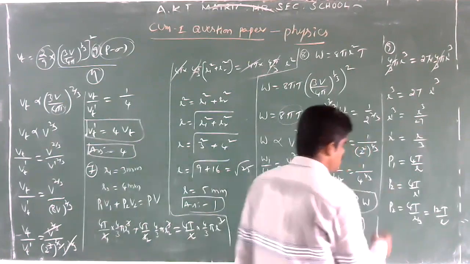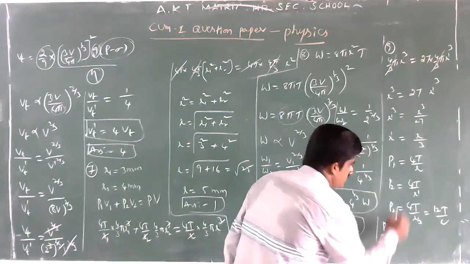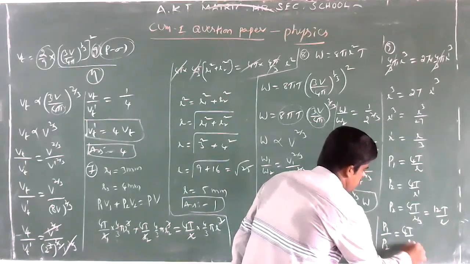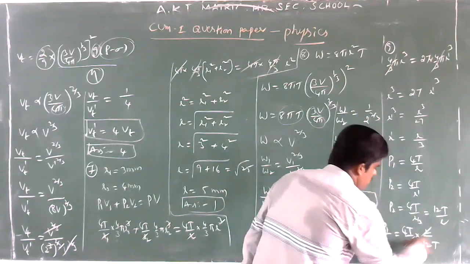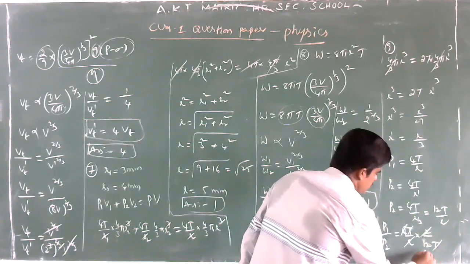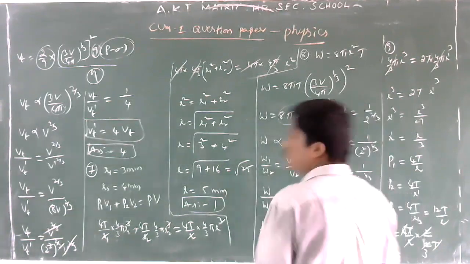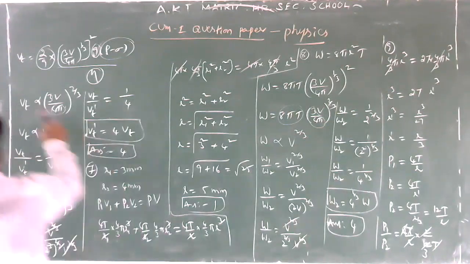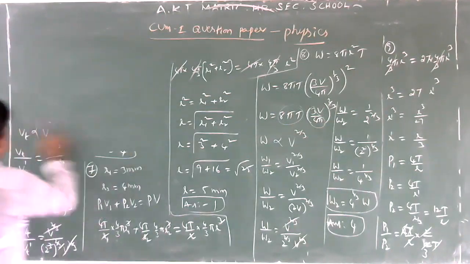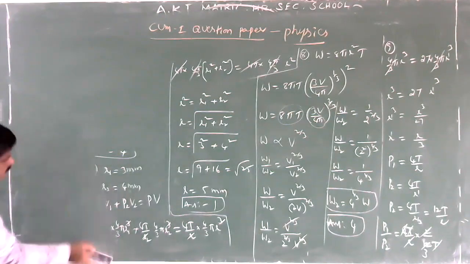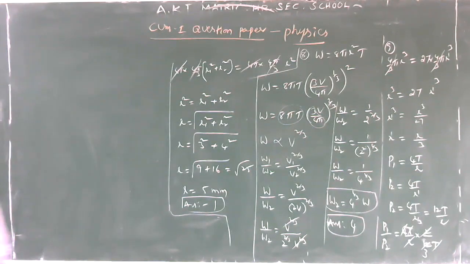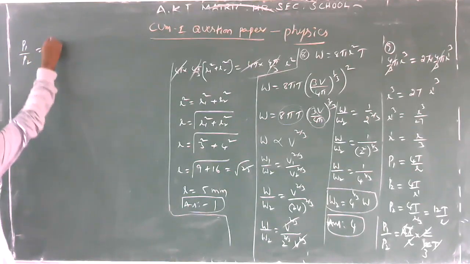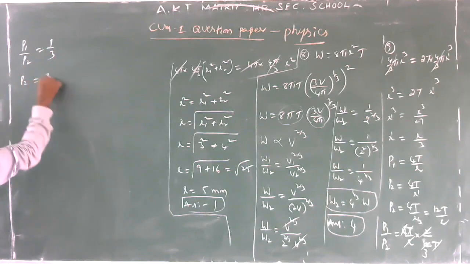Next, ratio. P1 by P2 is equal to, what is P1? 4T by R divided by P2. Reverse numerator and denominator, R by 12T. R gets cancelled, T gets cancelled, 4 3 is cancelled. Next, P1 by P2 is equal to 1 by 3, but we want P2. P2 is equal to 3 into P1.